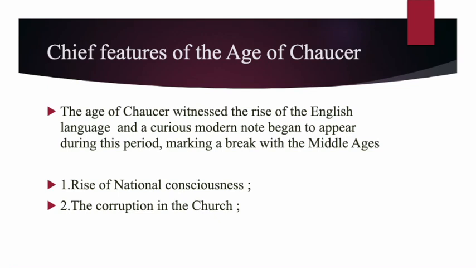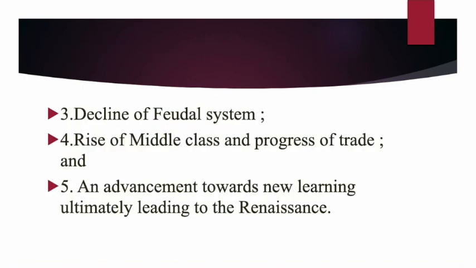Now, there are five important characteristics which you'll find in the age of Chaucer. Number one is the rise of national consciousness. Number two is the corruption in the church. Number three is the decline of the feudal system. Number four is the rise of the middle class and progress of trade. Number five is an advancement towards new learning, ultimately leading to the Renaissance. These are the five important features of the age of Chaucer.